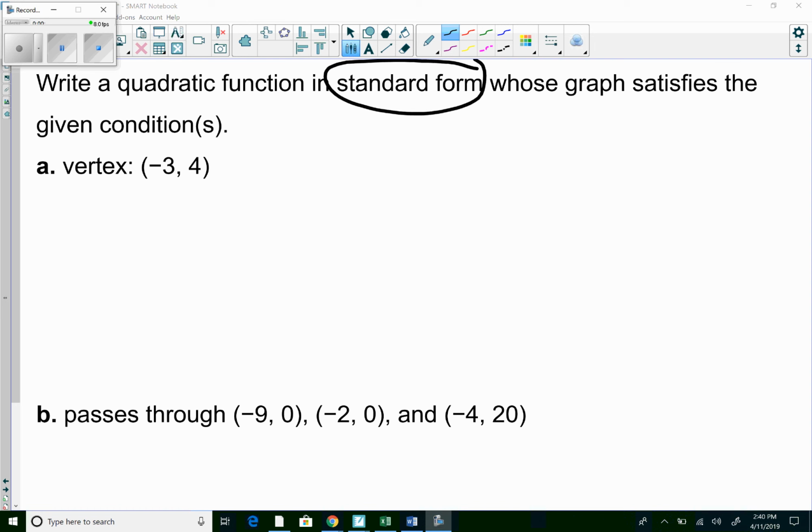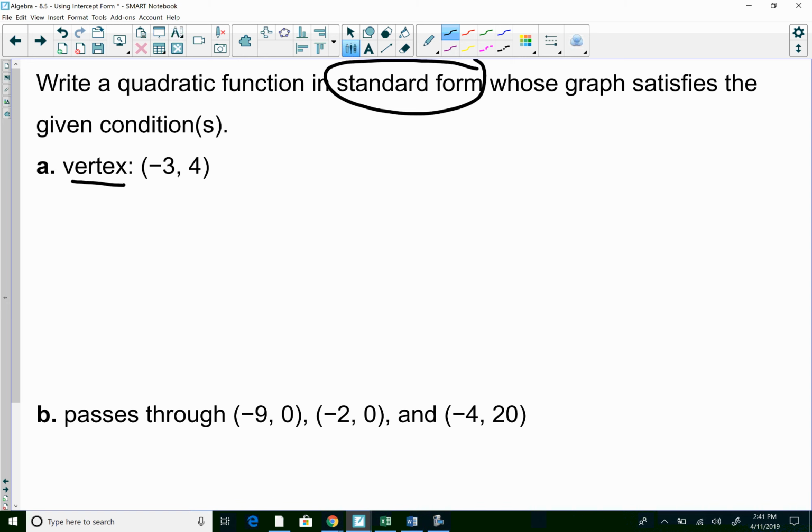All right, ladies and gentlemen, let's take a look at our next example. We're taking a look at example 6 in our book. Like I talked about in the last video, what we're trying to do now is make a function, write it in standard form, and make sure that it satisfies the given conditions. Right now, we are given the vertex.